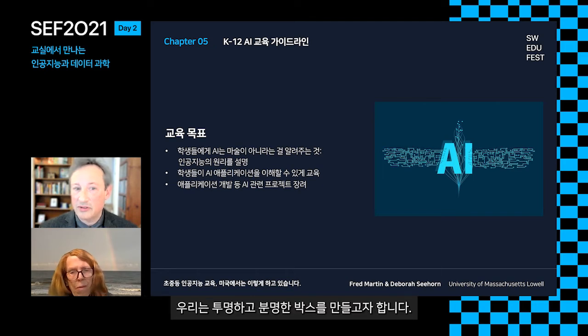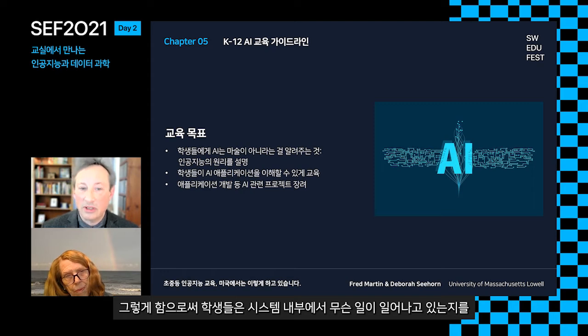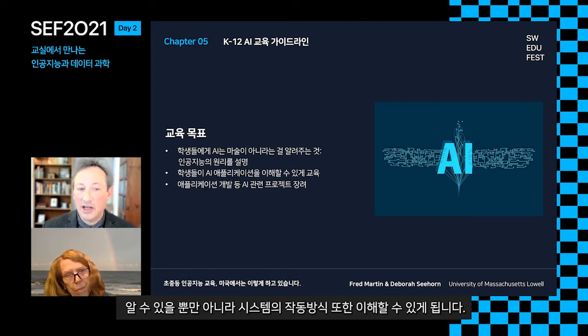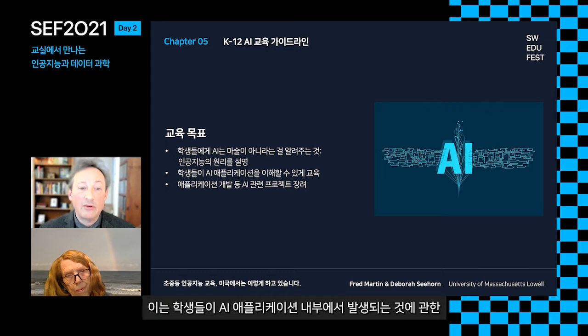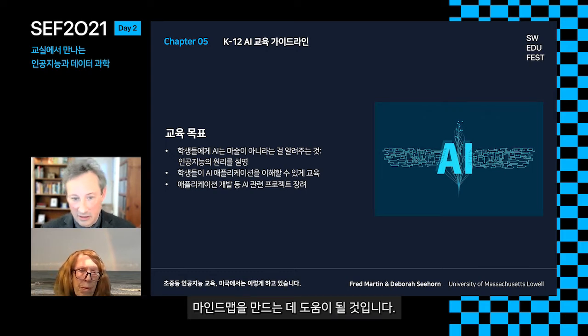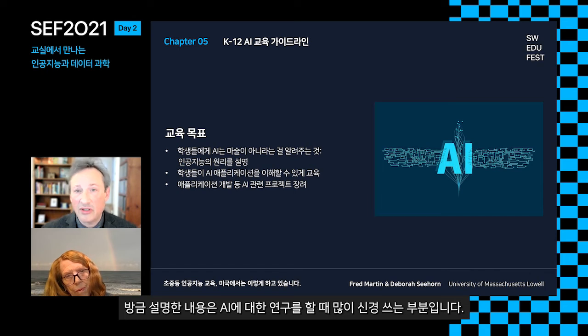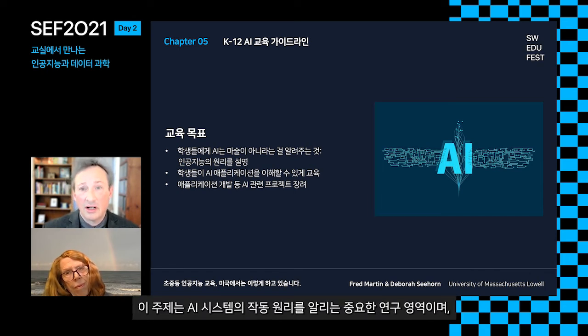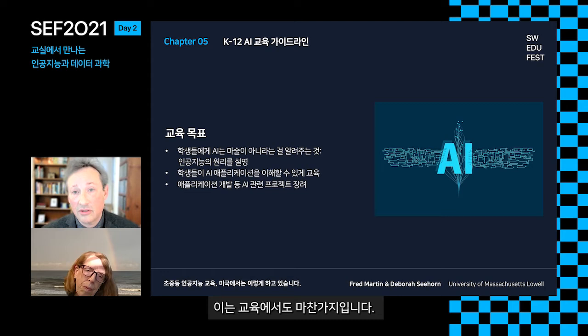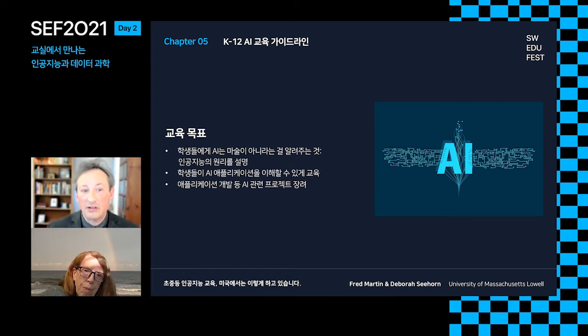We want to build transparent, like clear boxes, so that students can see what's going on inside the system, and they understand how it works. That will help students build mental models of what's going on underneath the hood inside an AI application. So we want these systems to illustrate how they work. By the way, this is at the research level of AI. This is also a critical research area that we want to know how AI systems are working for our own understanding. So it's also true for education.